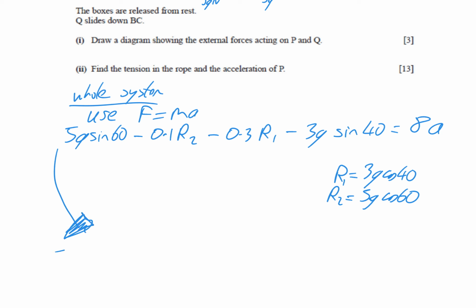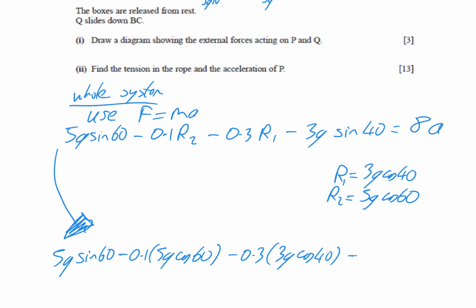So you're just going to get 5g sine 60 minus 0.1 times my 5g cos 60 minus 0.3 times my R1, which we've now worked out as 3g cos 40, minus the 3g sine 40, and that equals 8a.